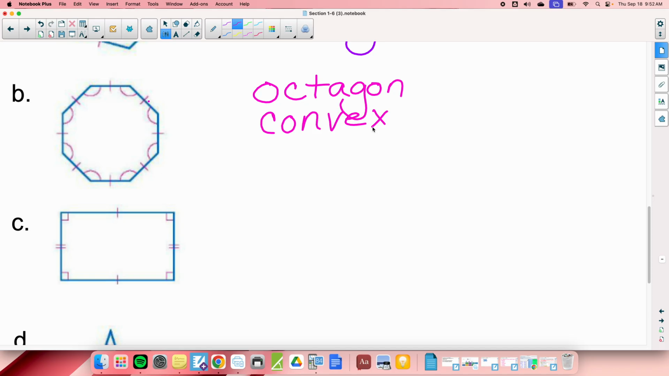And then if something has 8 sides, all 8 have to be congruent. If it has 8 angles, all 8 have to be congruent. Does it look like they are? So this is regular.